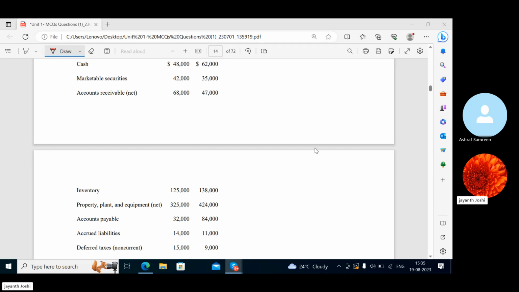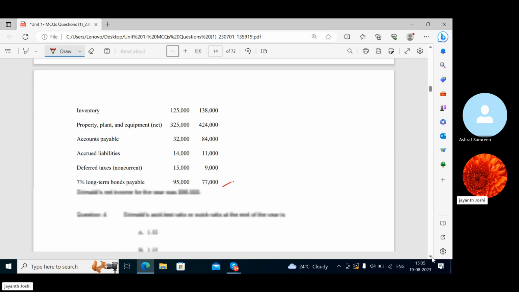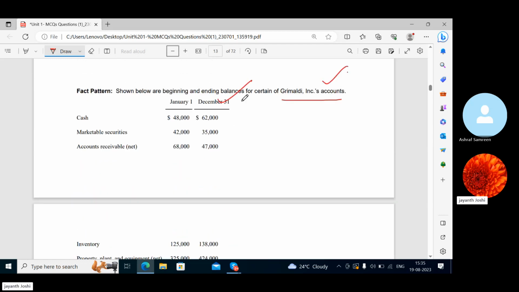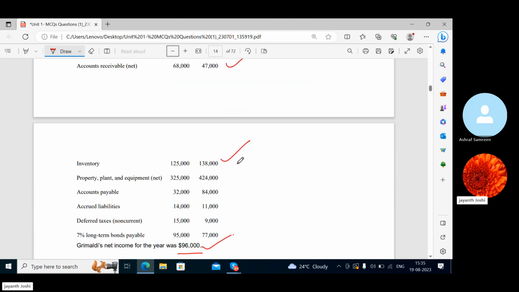So they're asking to find out the quick ratio at the end of the year. That means you have to take this year, 2000, this December 31st. So you'll be taking cash, marketable securities, accounts receivable, inventory. You'll not be taking this. And then for current liabilities, you'll be taking accounts payable, accrued liabilities. You'll not be taking deferred taxes. You'll not be taking bonds payable.